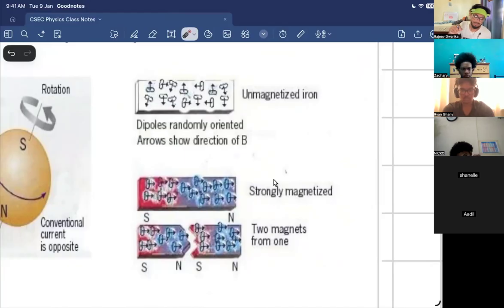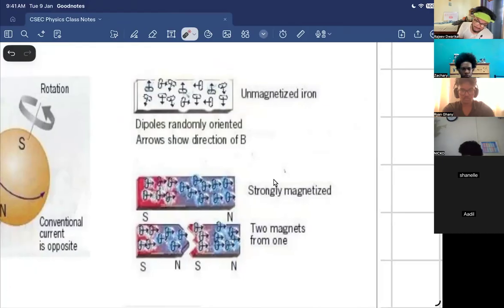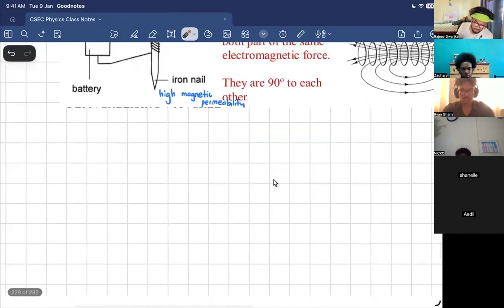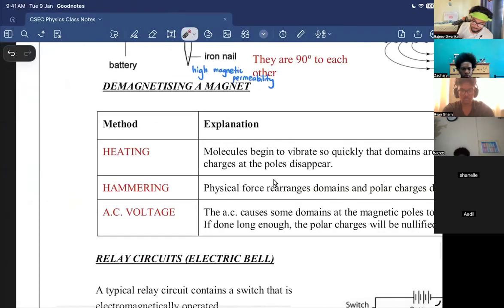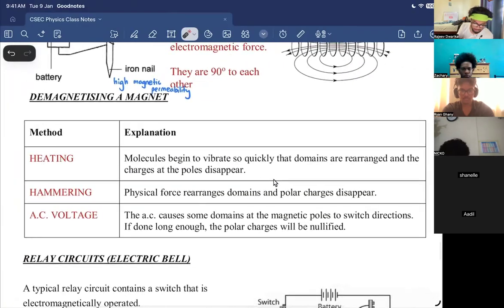Chanel, you understand the example? If you have a bunch of people pulling a car in different directions, some people might cancel off and the car will just remain there. It's the same concept over here. If the dipoles are pointed in different directions, the magnetic effect cancels off and they become unmagnetized. So if you want to demagnetize a permanent magnet, you heat it. I don't know why you would want to do that, but sure.